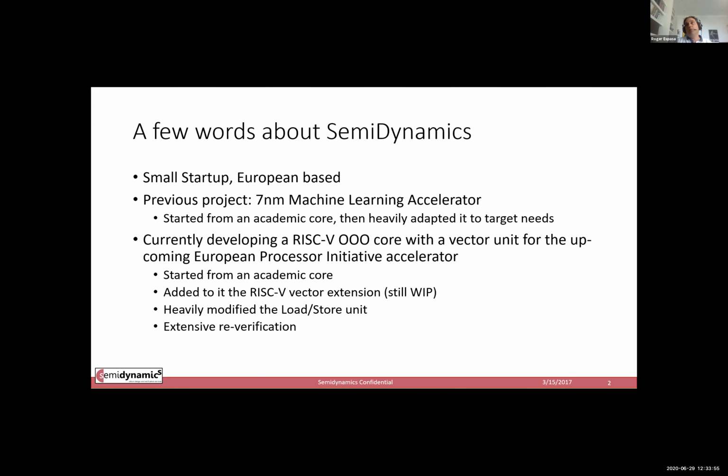So let me give you a couple of introductory words about what we're doing at SemiDynamics, so you get a feel for where my experience comes from. SemiDynamics is a small, European-based startup. Our previous project was a 7-nanometer machine learning accelerator where we used Rocket as our starting point, and we heavily modified Rocket to adapt it to what we wanted. And right now we're developing a RISC-V out-of-order core with a vector unit for the European Processor Initiative.